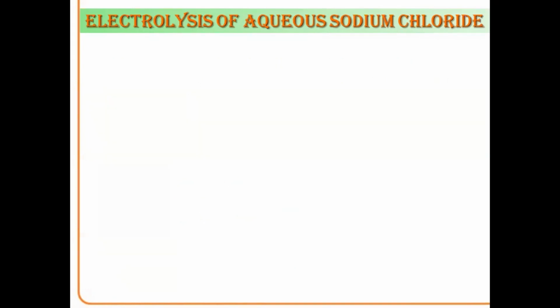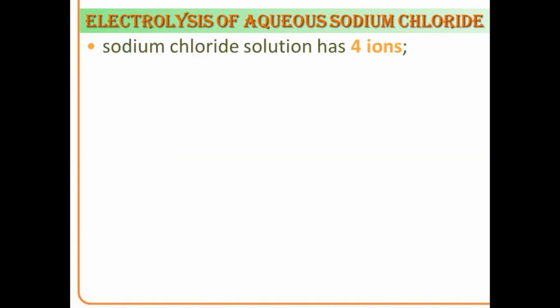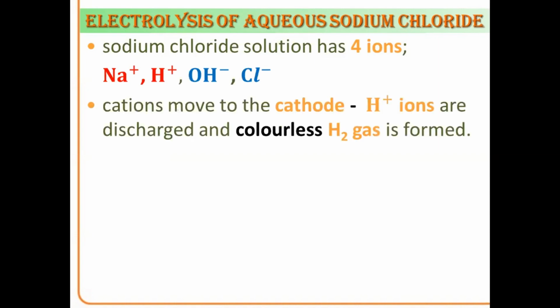Let's move on to another example. We want to look at electrolysis of aqueous sodium chloride. Now, sodium chloride contains 4 ions. We have sodium ions, hydrogen ions, hydroxide ions, and chloride ions. Hydrogen ions and hydroxide ions are coming from the water. Sodium ions and the chloride ions are coming from the sodium chloride. So all 4 ions are in solution.